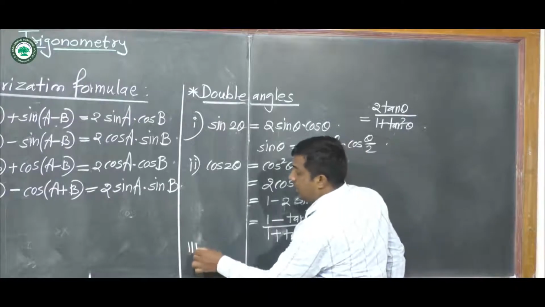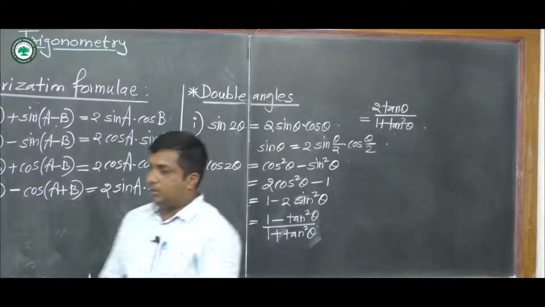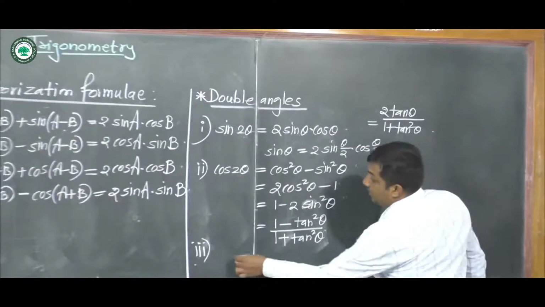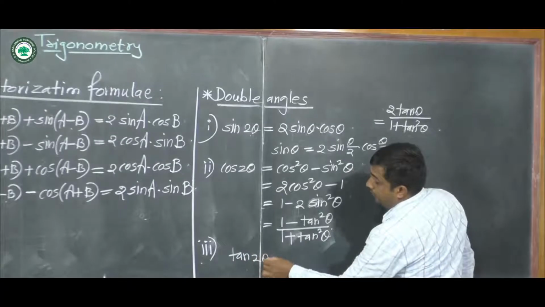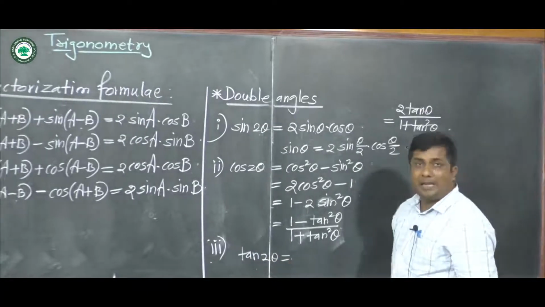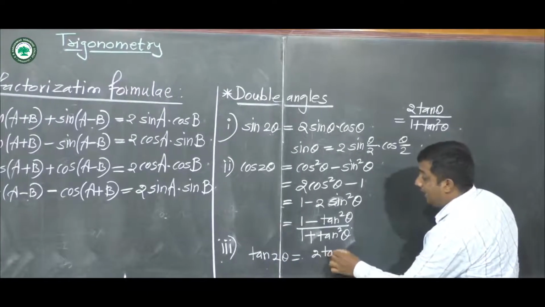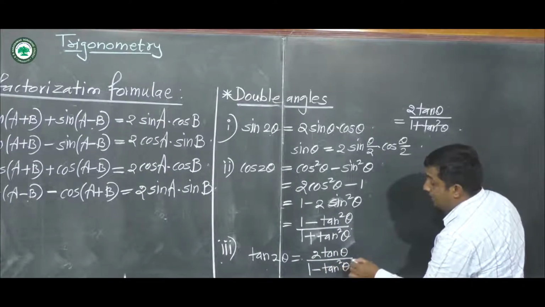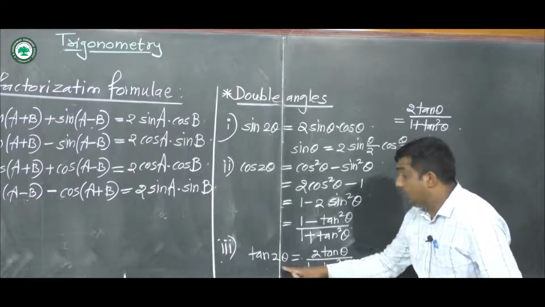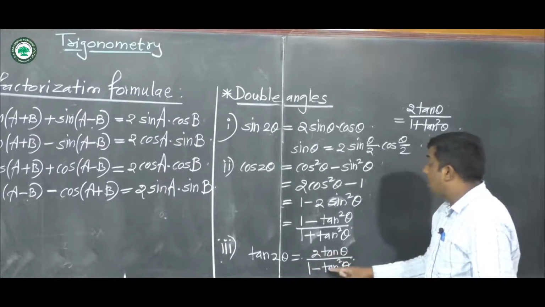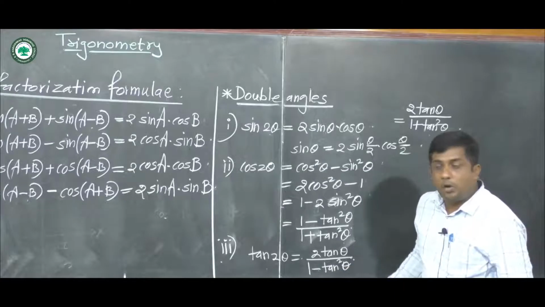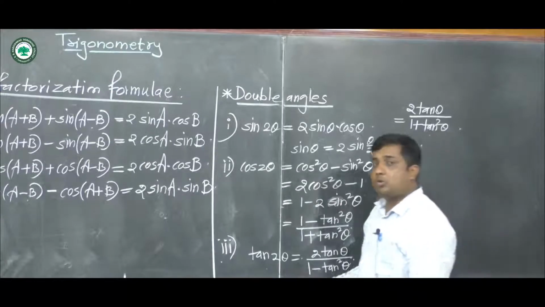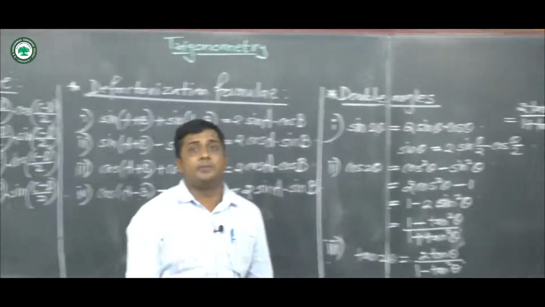Now for third, we consider tan 2 theta. The formula is 2 tan theta divided by 1 minus tan square theta. Tan 2 theta is what? 2 tan theta upon 1 minus tan square theta. So these three are also very important to solve the examples.